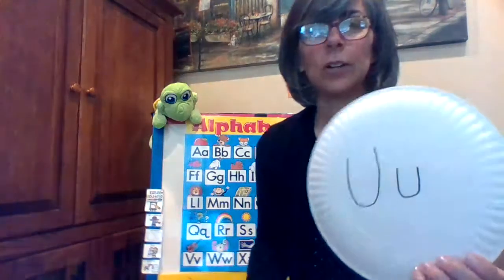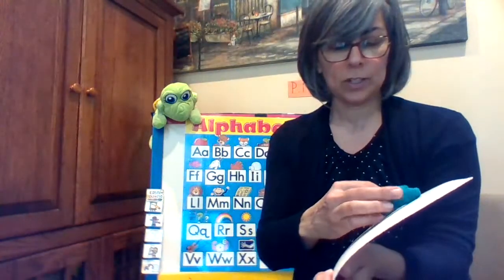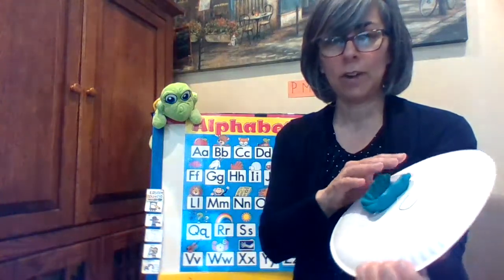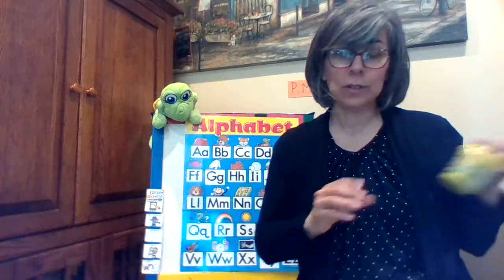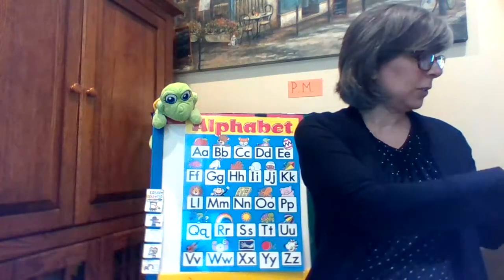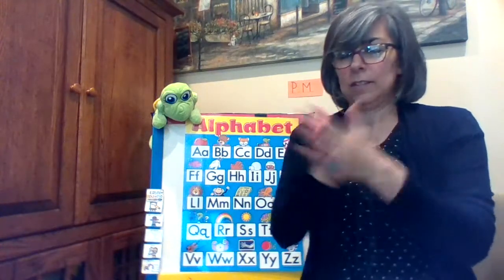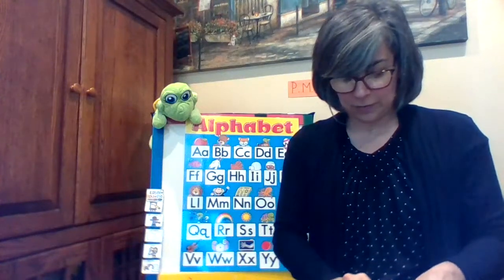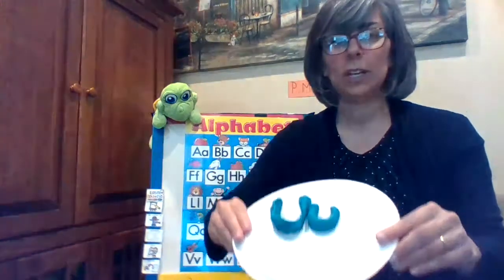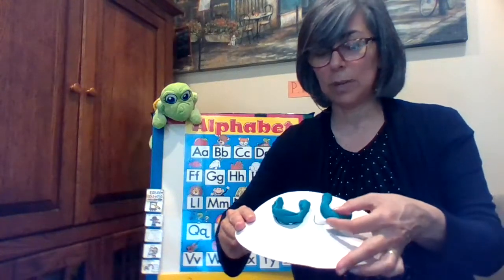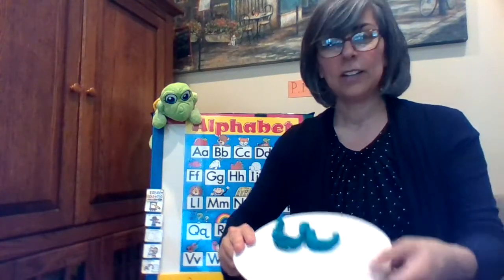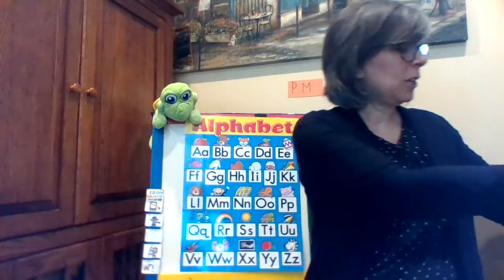See, I wrote the letter U earlier, and now I'm going to just put my Play-Doh right over the letter. There's the uppercase U, and now we'll make a little U. Little U. A big U and a little U. They look identical other than one's a little bit bigger than the other. So there you have it, boys and girls, a big U and a little U.